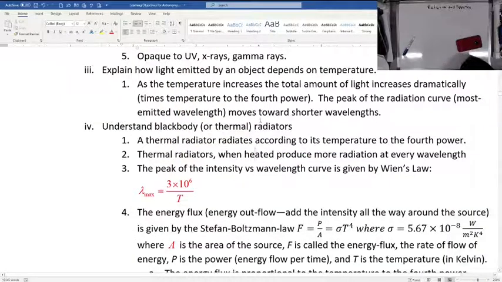So, as the temperature increases, the total amount of light increases dramatically. Let me just get up to that for a second.